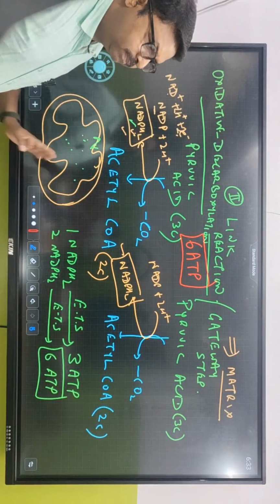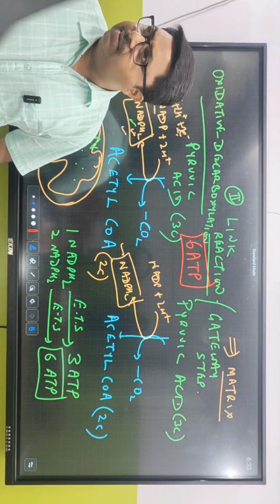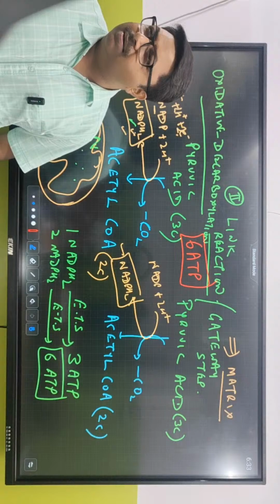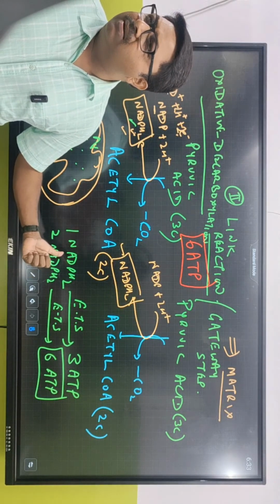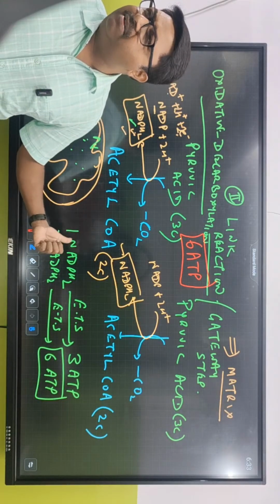Should I proceed? We are going to proceed towards what? What is the final product right now? We have got acetyl coenzyme A. What is the final product? Acetyl coenzyme A is the final product.